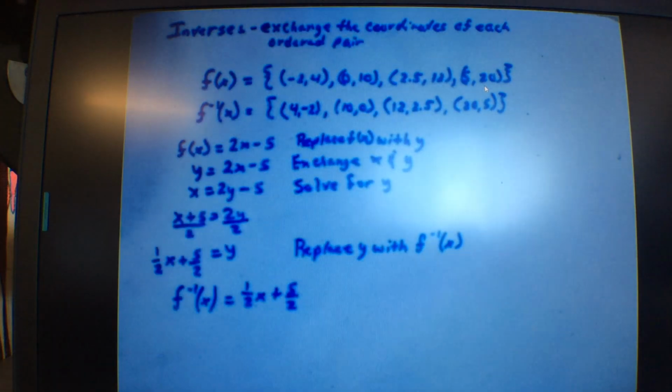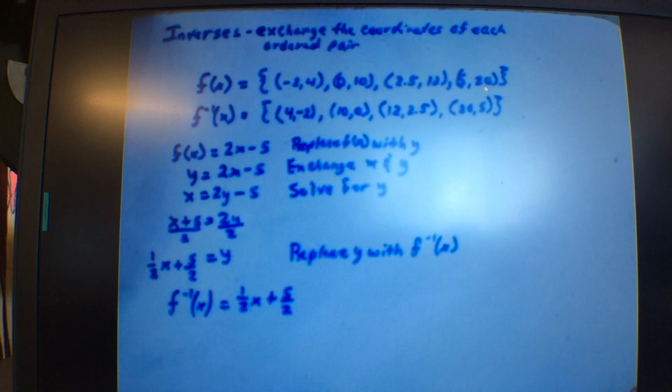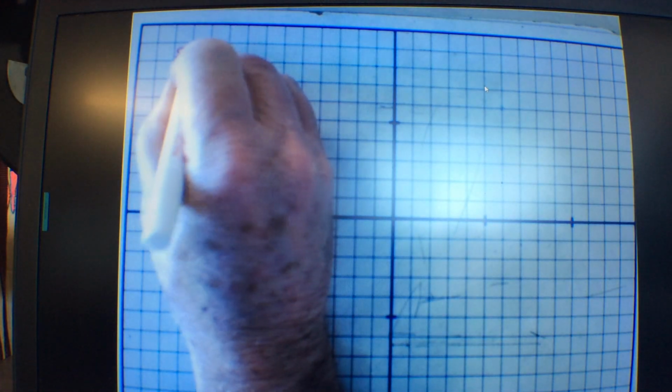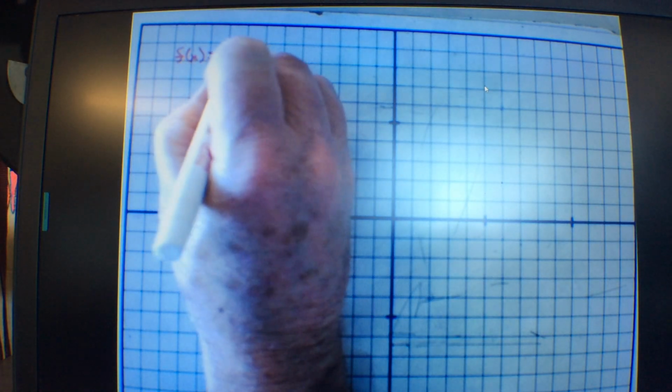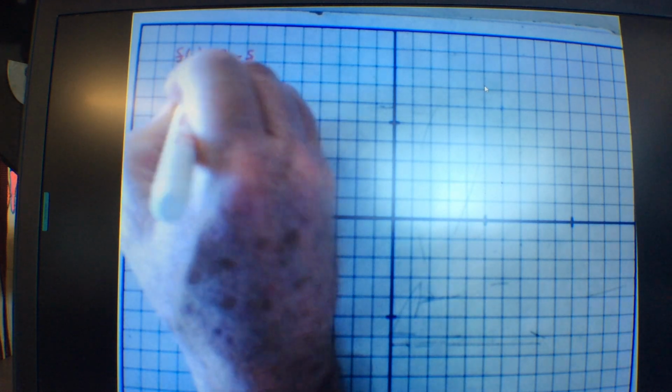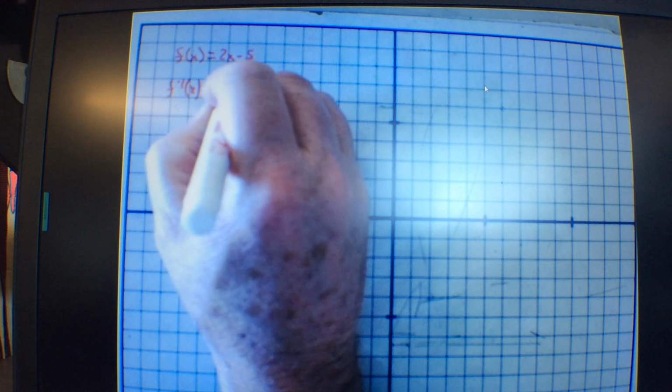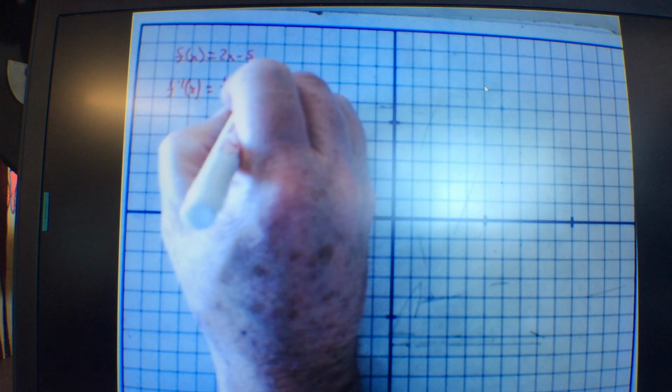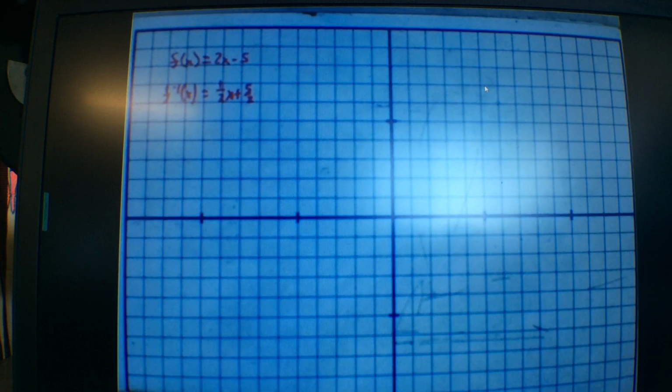Okay, so I want to graph that now. I want to graph the original and that one. You can do this on your graph paper, or I'm going to rewrite them up here so you know what they are. The first one, the original, f of x was equal to 2x minus 5. You remember that? And then we did the inverse of x as 1/2 x plus 5 halves. All right, so I'm going to graph the first one.